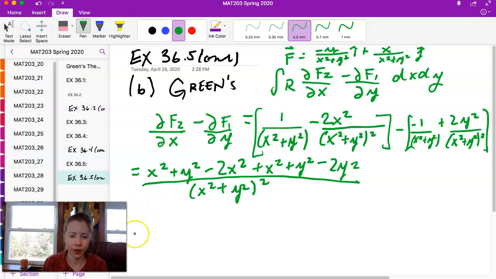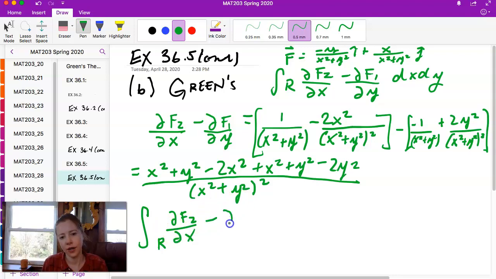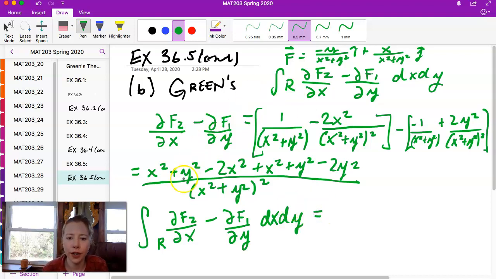And so the integral over the region then is going to be del f2 over del x minus del f1 over del y dx dy. Well, all right, so let's take a closer look at this. We have x squared plus x squared is 2x squared, and we're subtracting off a 2x squared. Y squared plus y squared is 2y squared, and we're subtracting off a 2y squared. So this is 0.